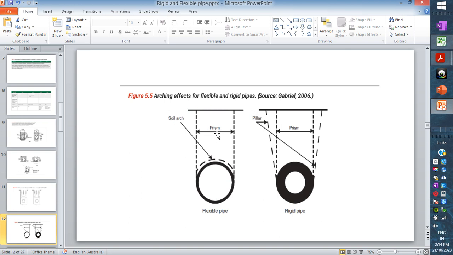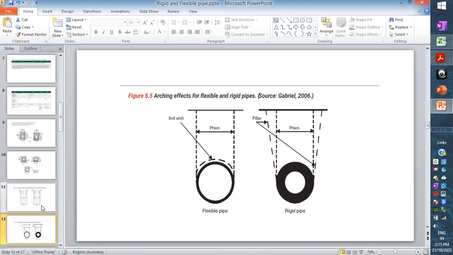So this is how I was explaining. This prism is acting and the load is transferring all the way in the pipe. That's a rigid flexible pipe. So when the load acts, it buckles from that point to that point depending upon the loading condition. So that arching effect distributes the load all the way down.